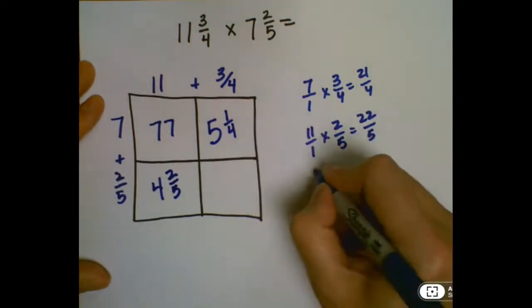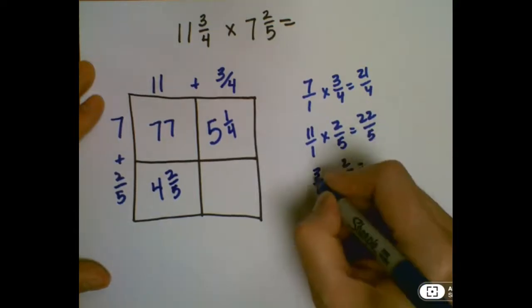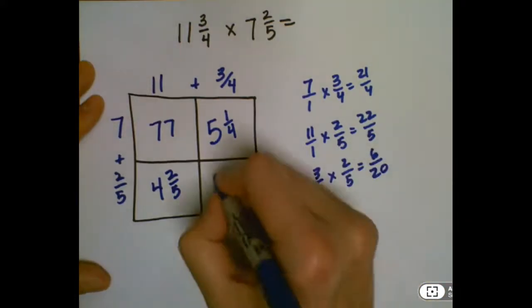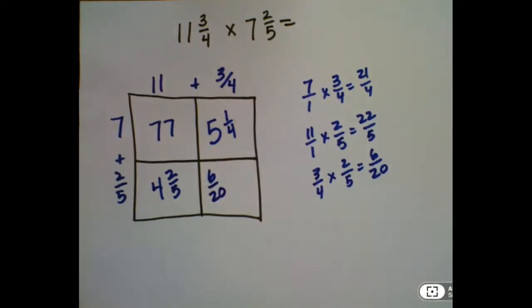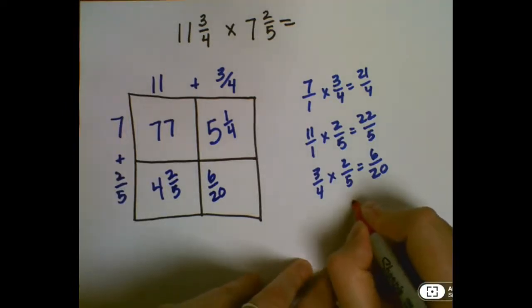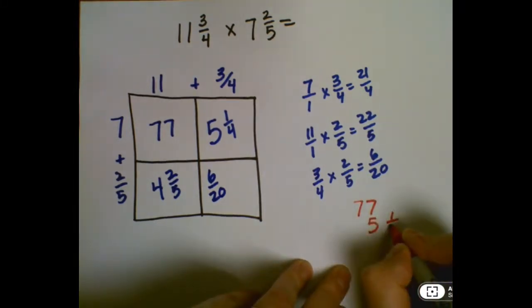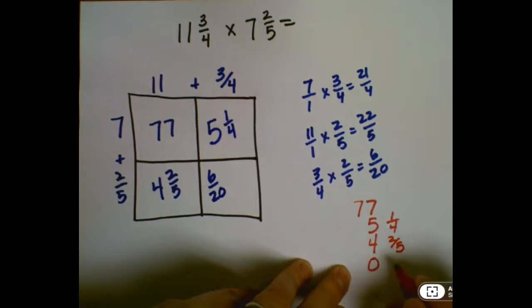And lastly, I get 3/4 times 2/5. 3 times 2 is 6. 4 times 5 is 20. Remember, I don't want to reduce that one because I'm going to use that as my common denominator. Okay, now all I got to do is add those 4 pieces up. So again, looking at place value, there's a whole number of 77. There's 5 and a fractional part, 4 and a fractional part, 0 as a whole number and a fractional part.